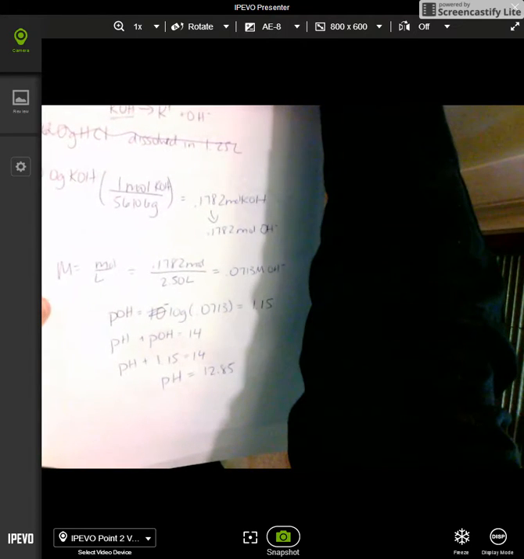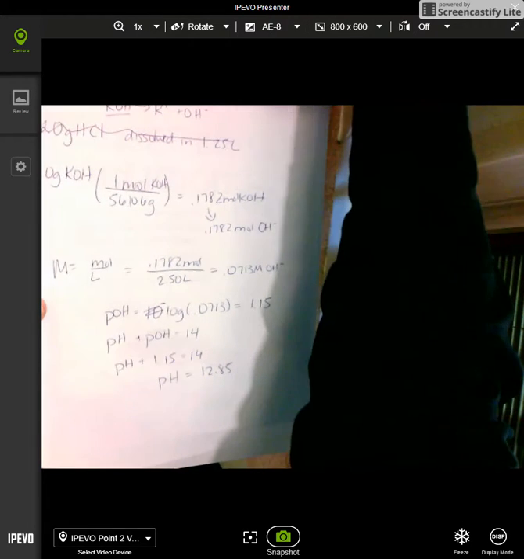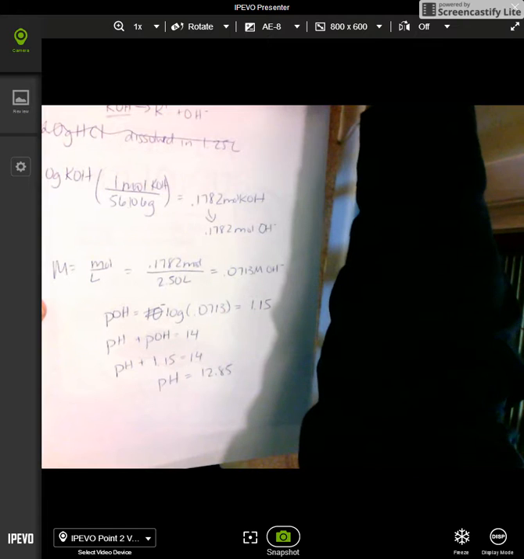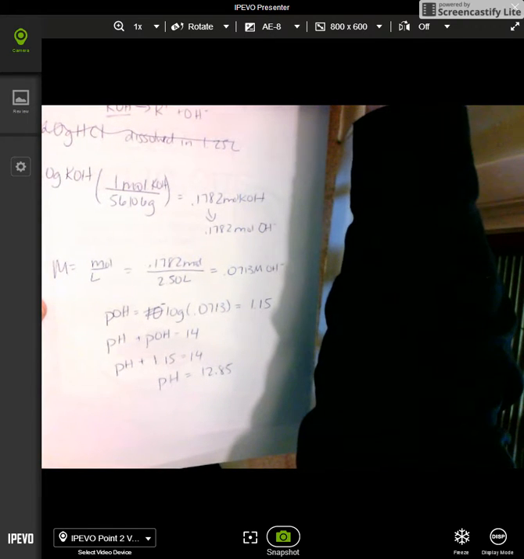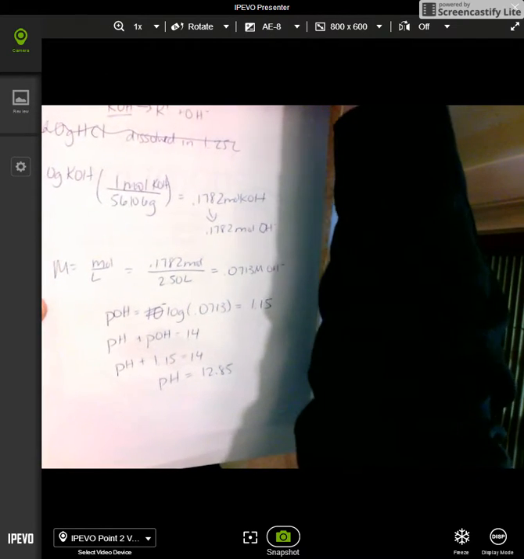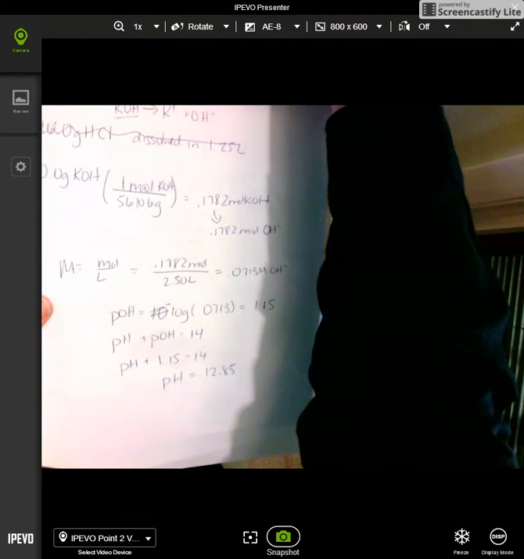So that's how you do 17B. 17A is a little bit easier. For 17A, you figure out the hydrogen ion concentration from the first step. You don't have to do that whole converting from pH to pOH.